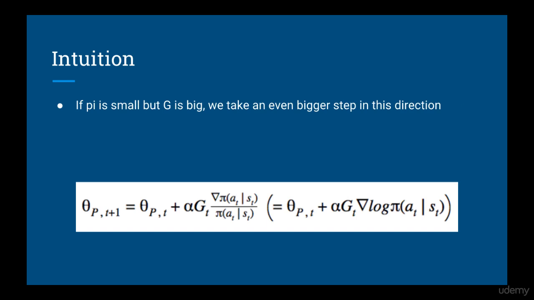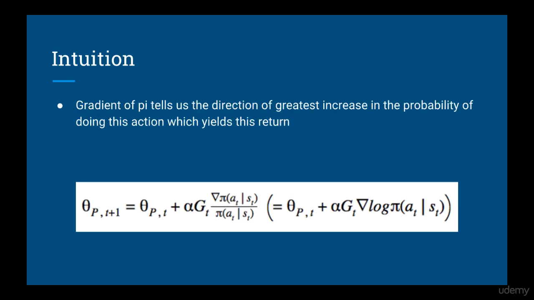Second, consider pi, the probability of choosing action A. We are moving in a direction inversely proportional to pi. This is good because if pi is small but the return is good, then we can take an even bigger step in that direction. And finally, the gradient of pi is a vector, so that gives us the actual direction we want to go. The gradient tells us the direction of greatest increase in pi.